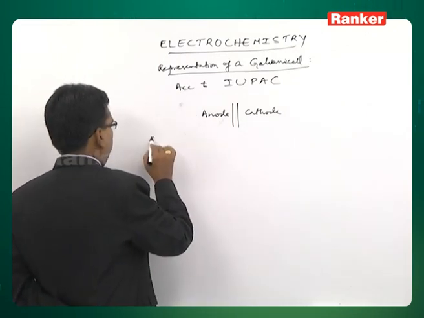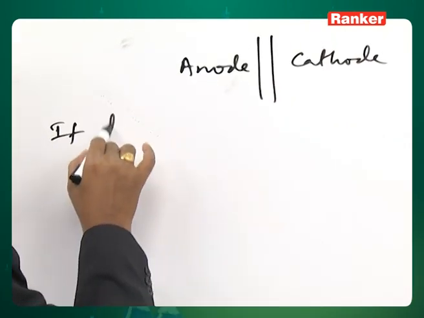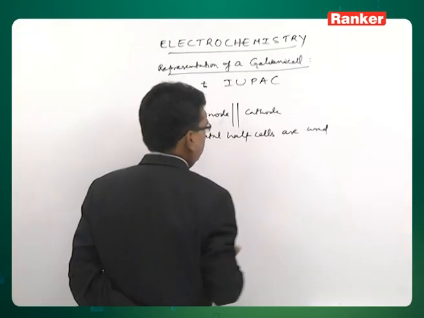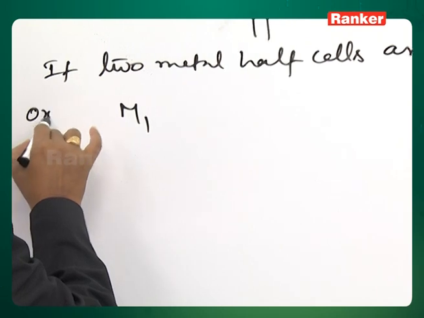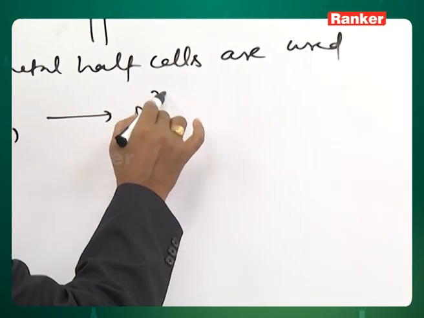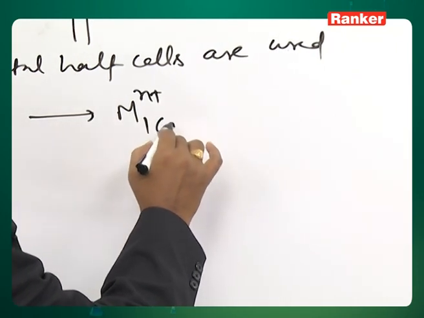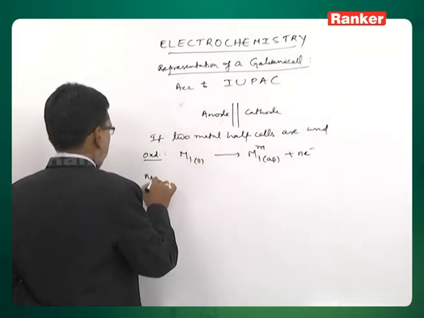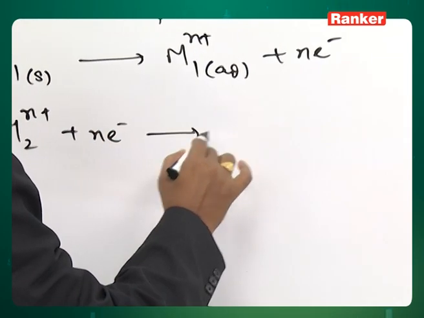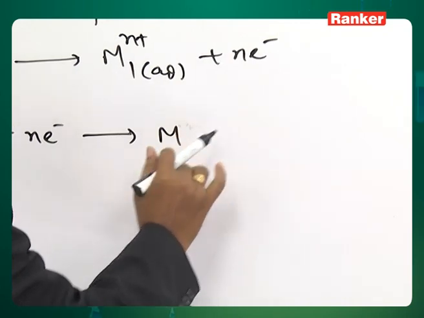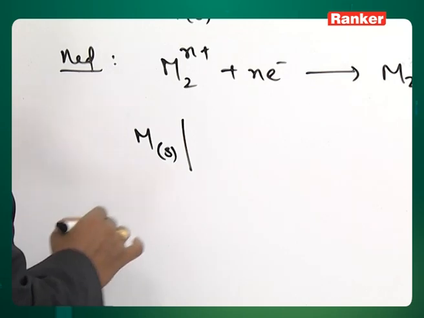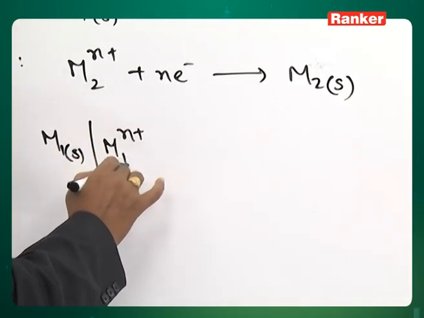So, in a zinc copper couple, if two metal half cells are used, in which metal 1 undergoes oxidation from solid metal to metal ion, and metal 2 undergoes reduction by the same number of electrons, then the representation is: solid metal 1 oxidized to metal ion aqueous.